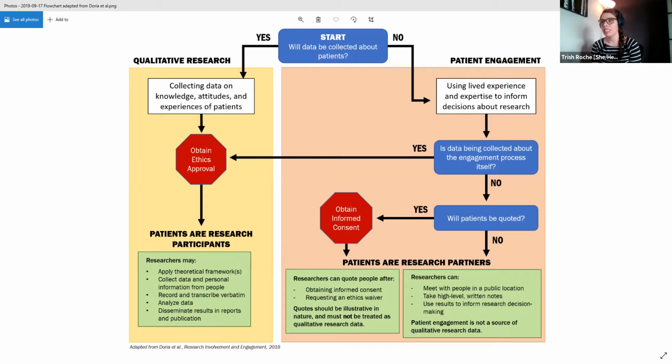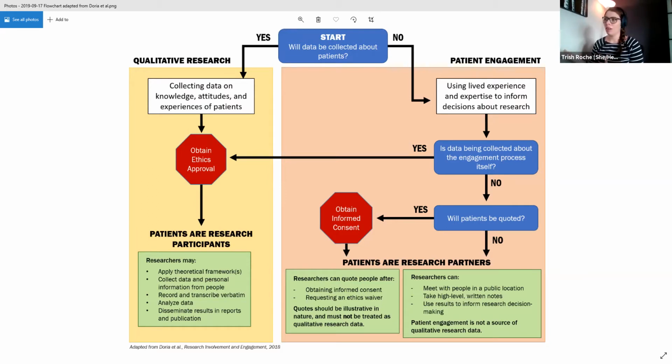So if you're actually collecting data that you're going to be sharing publicly, that you're going to be reporting on in a peer-reviewed article, it's probably a good idea to get ethics approval. So if you want to publish, if you want to use anything collected in the engagement process as research.